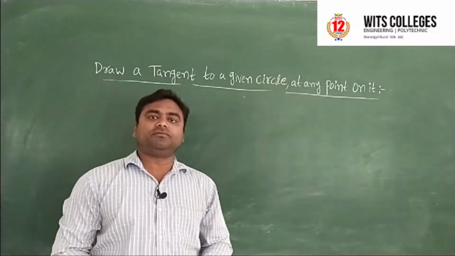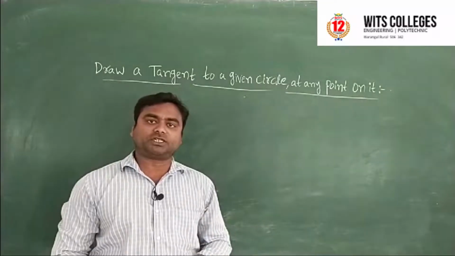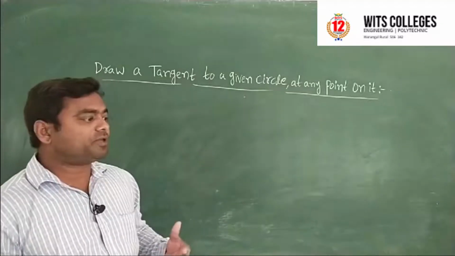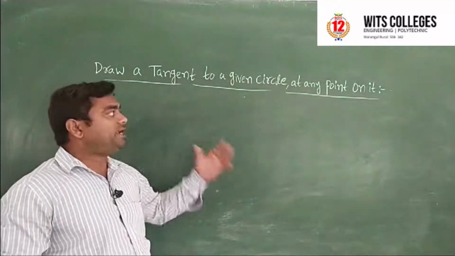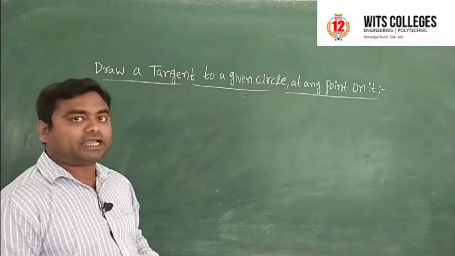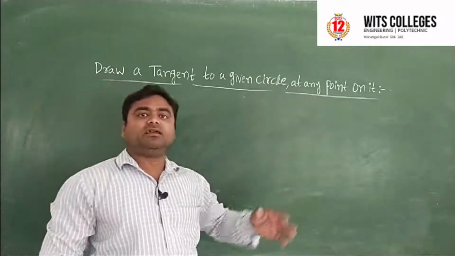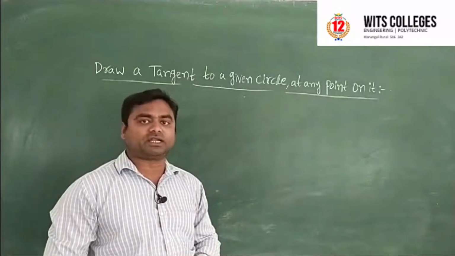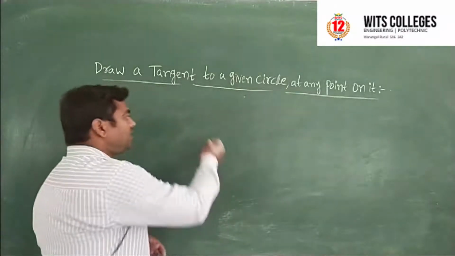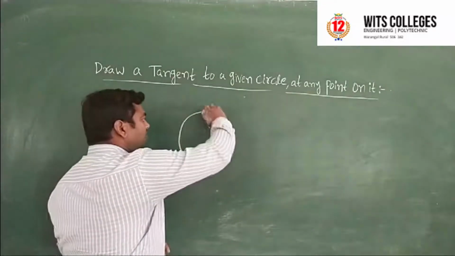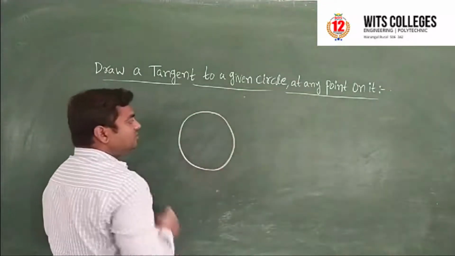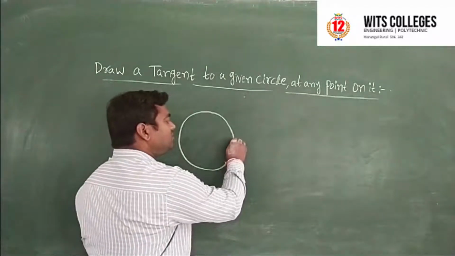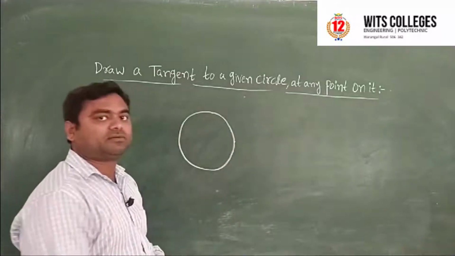In today's session, in the geometrical construction chapter, I am going to discuss some topics, like how to draw a tangent to a given circle through a point on its circumference. Suppose I am taking a circle of certain radius. I would like to draw a tangent through a point which is on the circumference of the circle.